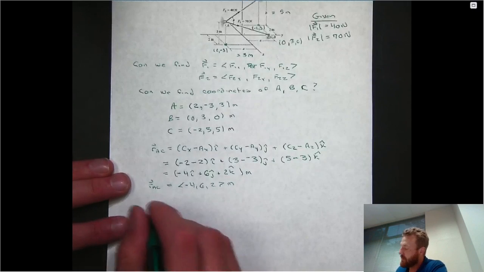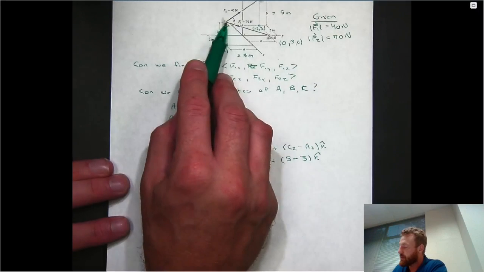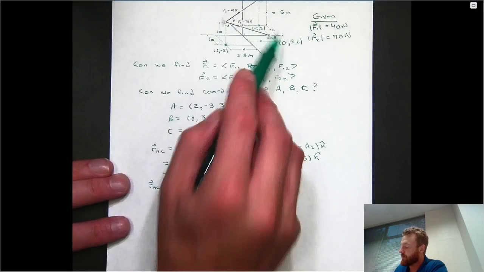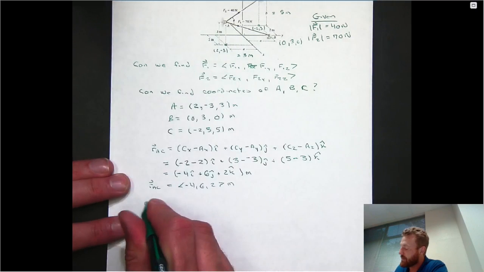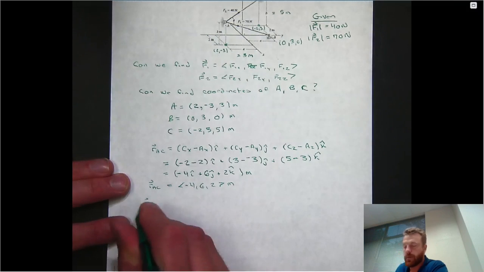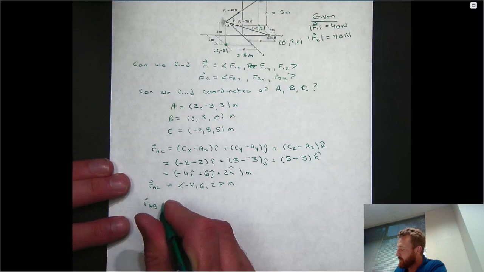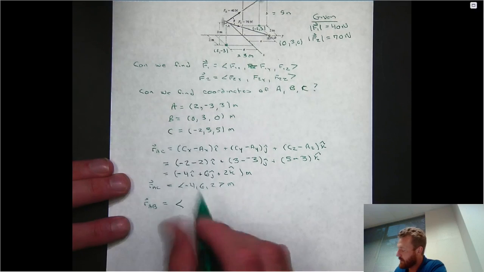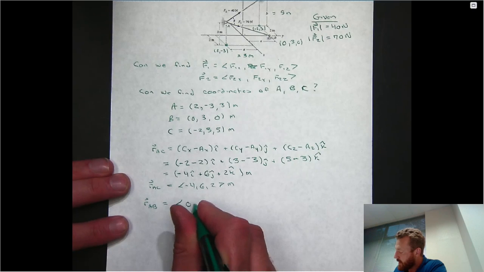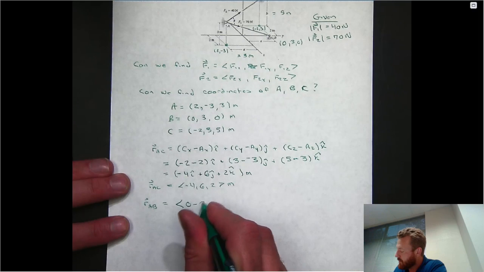And then all that we need to do now is get a position vector to describe the direction of this F1 force, which is directed from A to B. Remember, that means that the tail is at A, the tip is at B. So the position vector that I need to write an expression for is RAB. So I'm just going to write this in a shorter form. I'm going to take the x coordinate of B, which is 0, and I'm going to subtract away the x coordinate of A, which is 2.